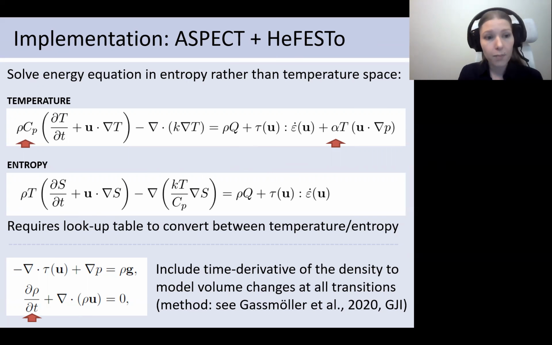The other part of our method to accurately model phase transitions is in the mechanical part, so in the Stokes equations, where we have the mass and momentum conservation. And what we do there is in the mass conservation equation, we include the time derivative of the density, which is usually not included because it causes pressure oscillations. And we found a method for how to include this term, and this allows it to accurately model the volume change of material as it crosses the phase transitions.